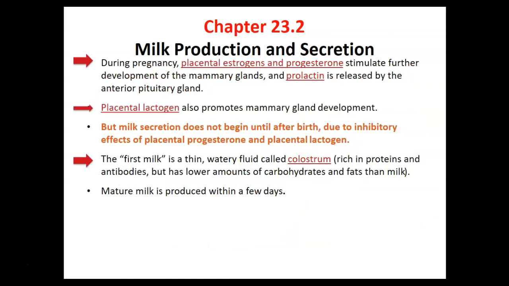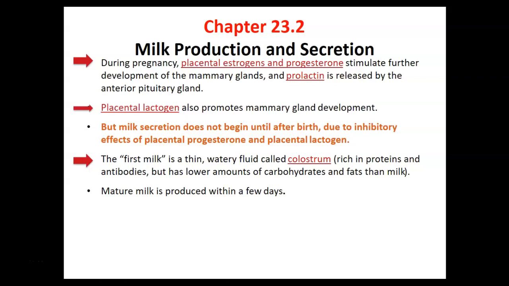So this is a little bit from chapter 23, but it makes a lot of sense to include it here. So, milk production and secretion. When a woman is pregnant, she has placental estrogen and progesterone. Basically it's the same estrogen and the same progesterone that she is secreting from her ovaries, but this is now coming from the placenta because she is pregnant and she is either developing an embryo early on or a fetus later on. These placental estrogens and progesterones are going to stimulate continued mammary gland development.